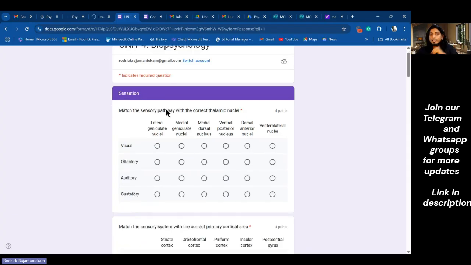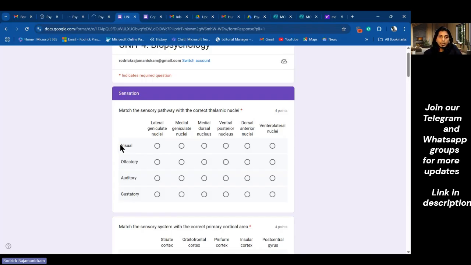Okay. So match the sensory pathway with the correct thalamic nucleus. So we know that thalamus is the relay center of the brain, right? So whatever senses you have go through the thalamus and then to various cortical areas. You do have some subcortical connections directly from thalamus. For example, the pulvinar nucleus, no? It sends information to amygdala. Pulvinar nucleus is a part of thalamus. So we do have other projections rather than the cortical structures also.